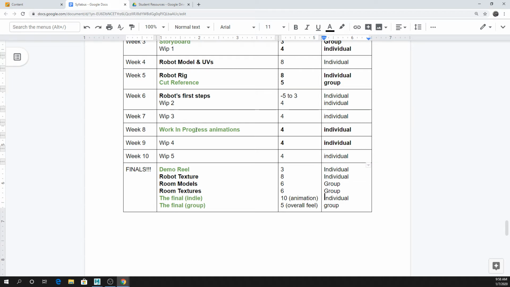I also have this work-in-progress animation that's due week 8. I just want to make sure that you guys are actually working on the animation. That'll also be graded individually. A lot of times I'll ask for two things: the whole thing cut together so everyone has context about what's happening, as well as your little individual animation bits, chopped together and submitted as well.